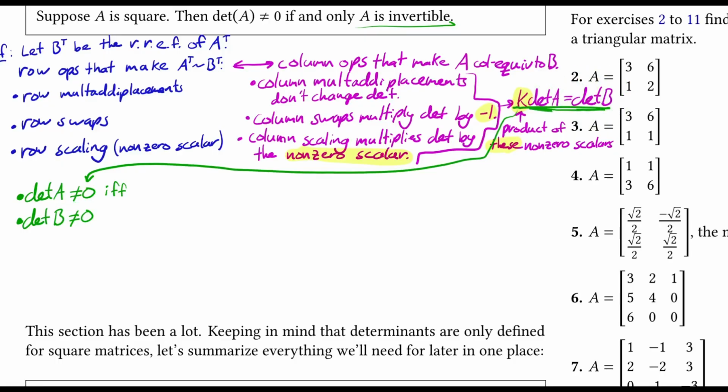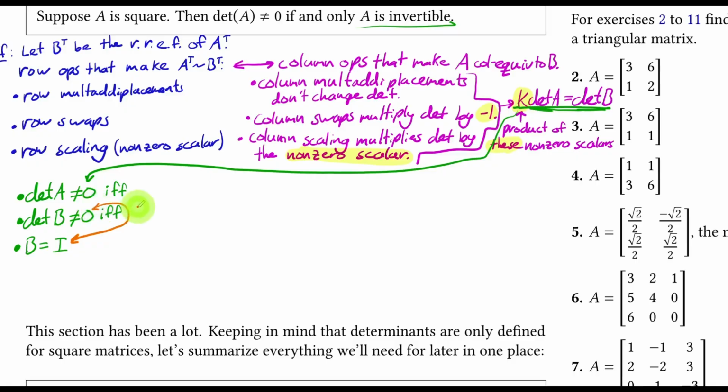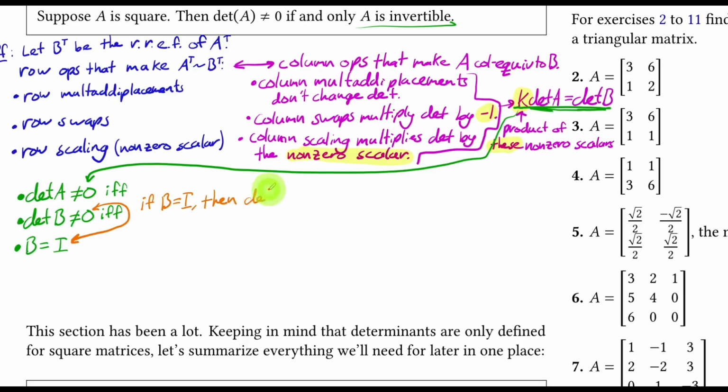So, yeah. Now, the determinant of B is not 0 if and only if this next statement is true, which is that B is equal to the identity matrix. Now, let's talk about why that is. We can justify this over here. First of all, if B is the identity matrix, then certainly the determinant of B is equal to 1. That's the normality condition, and 1 is not 0.